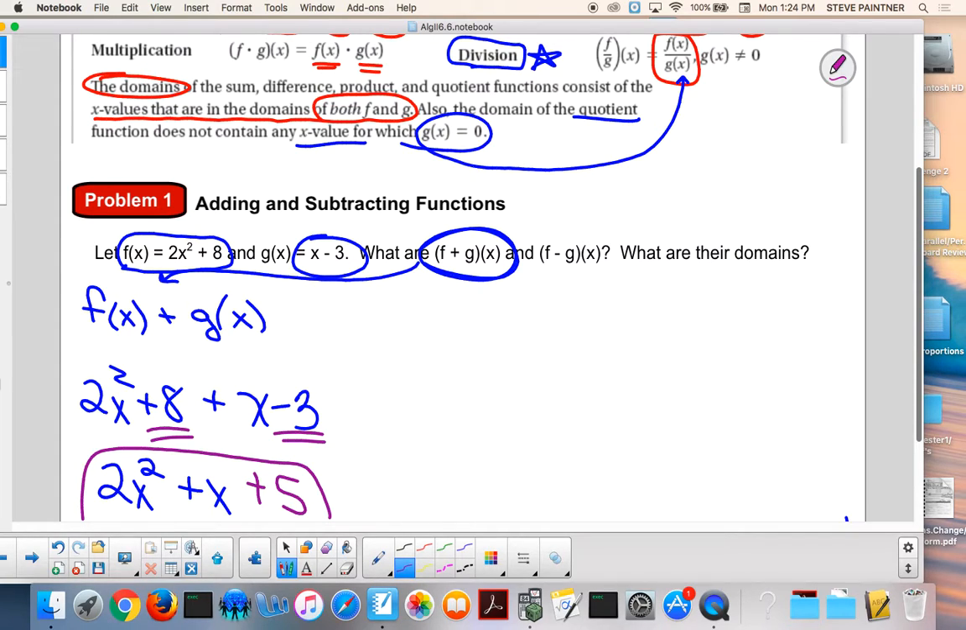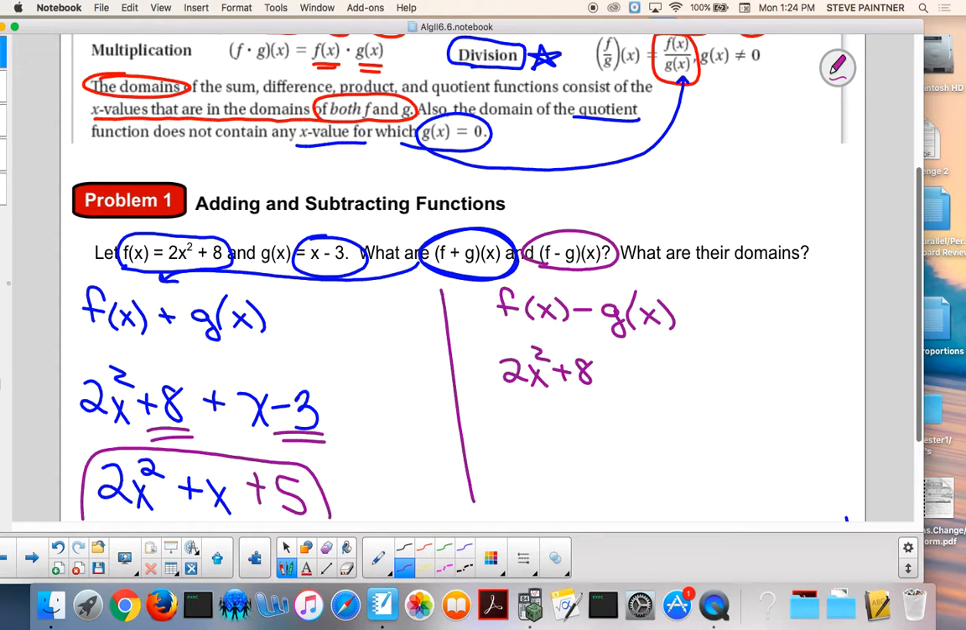Okay, the next one is subtraction. Let's do it. F minus g of x, well, I would write it like this. That's how I'd write it, or that's how I'd think it. And then I'm going to write down f of x. F of x is 2x squared plus 8. Now I have to do what to it? Subtract x minus 3. Now be careful because you guys, you're subtracting a binomial. Guess what you need?